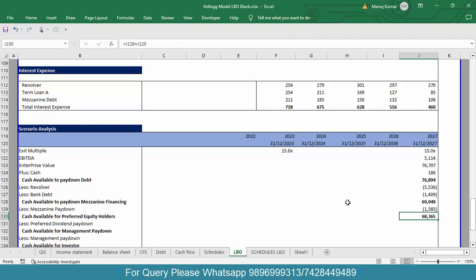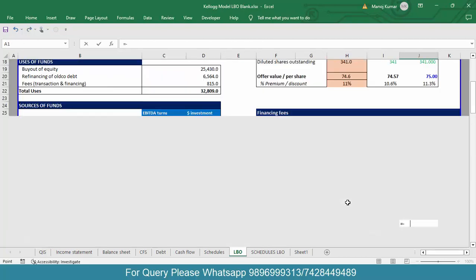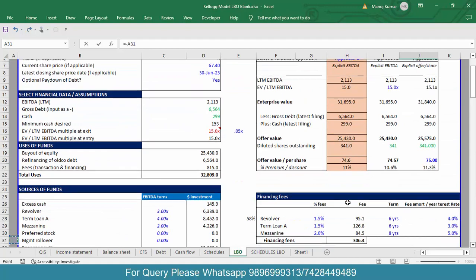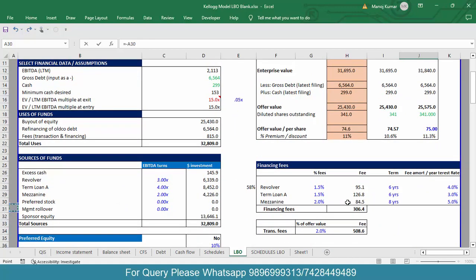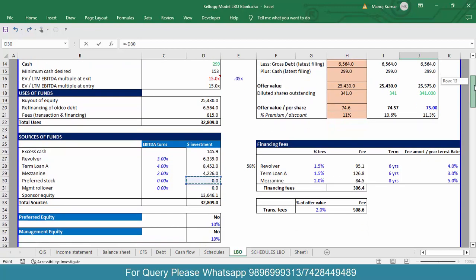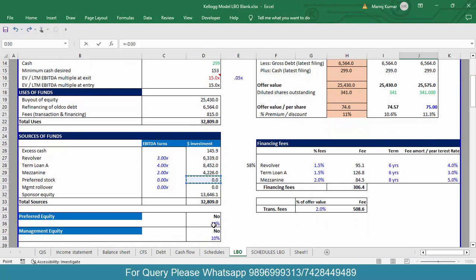68365 is the amount that we have. Now if you have preference dividend, we would want to pay that also. So equal to minus, come above and look for sources of finance, and here we have this preference stock. Why are we not getting preference stock? Because we are not using that. If you want to use this, you need to make preference equity yes. If you put 1 here, automatically the funding will come, but in our case we are not using it.